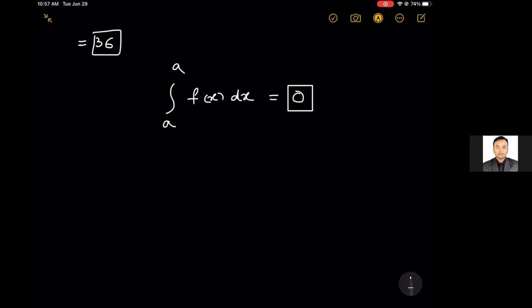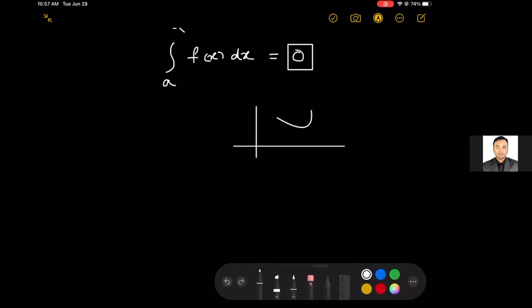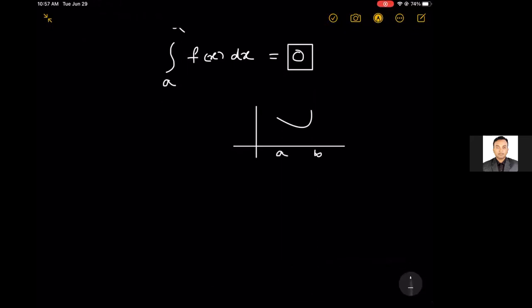I'll show you why. So if we have a curve like this, let's say this, okay, and from a to b, you have an interval. If you're trying to find the area under this curve from a to a, what does that mean? You start from here, you are ending at the same point. Can you get an area for this? All you get is a length, right? You actually get a length, nothing else. You can't get an area for that because you start at this point, you end at this point.